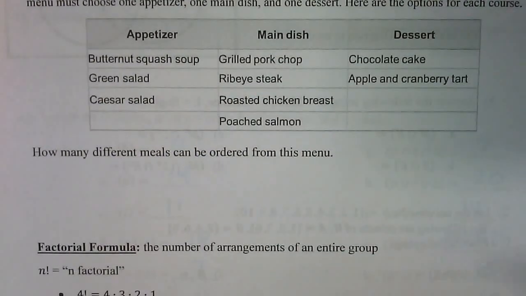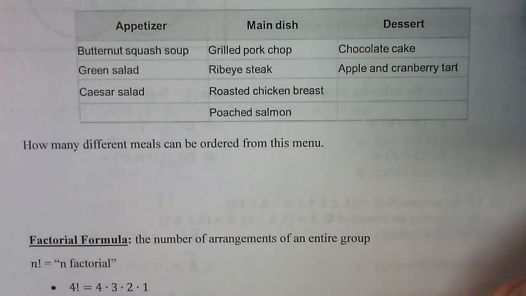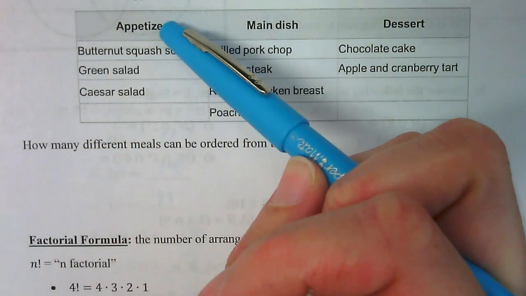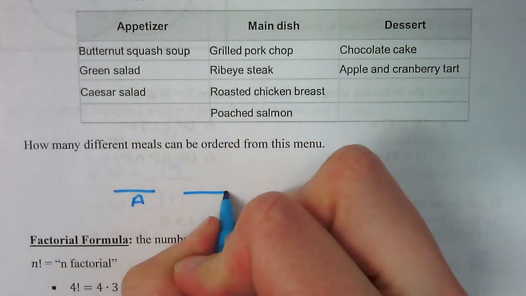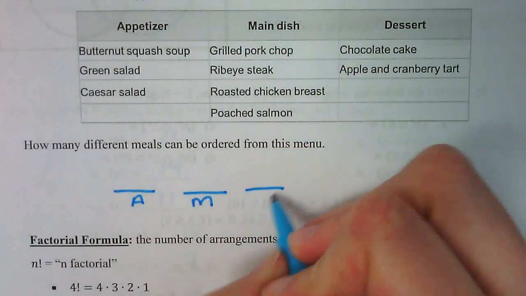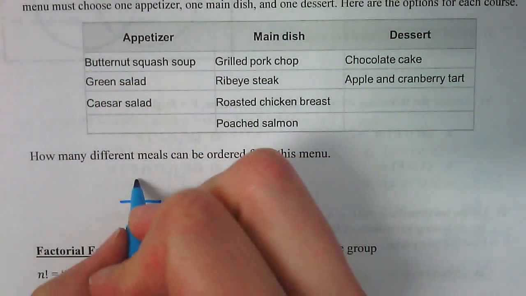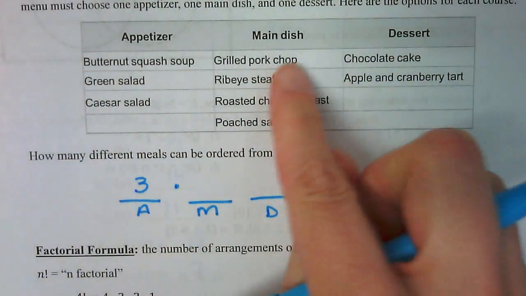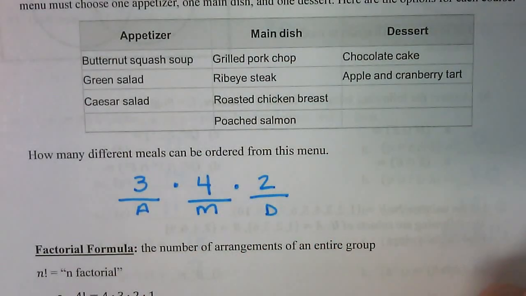Okay. Example 2. It says this restaurant offers a 3-course dinner menu. Customers who order from this menu must choose 1 appetizer. So we've got 1 blank for the appetizer, 1 blank for the main dish, and 1 for dessert. So out of our appetizer list, there's 3 options. Out of our main dish, there's 4 options, and out of our dessert, there's 2 options.